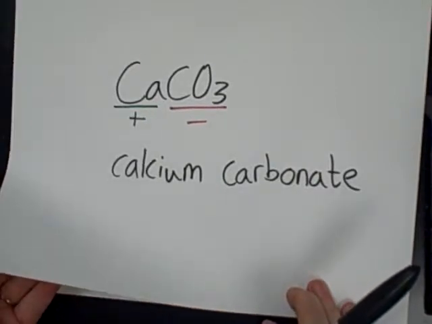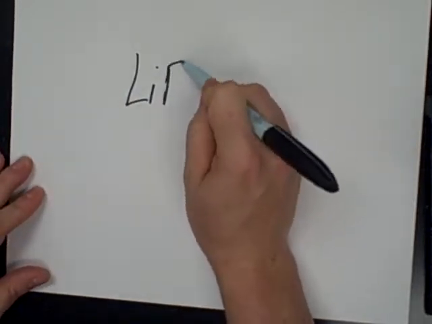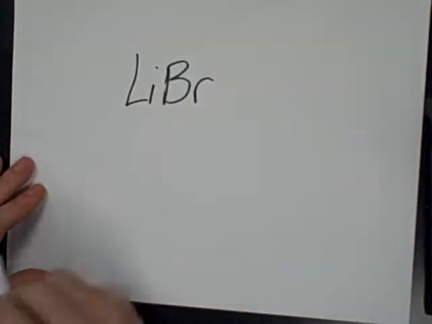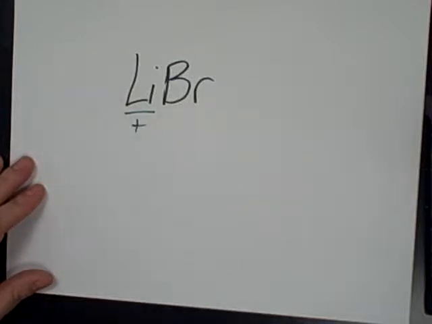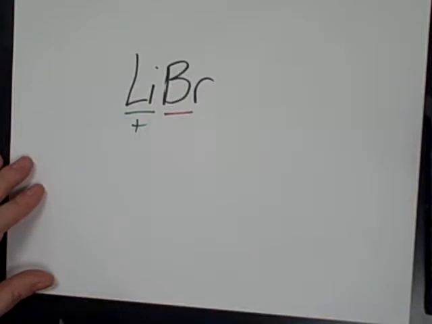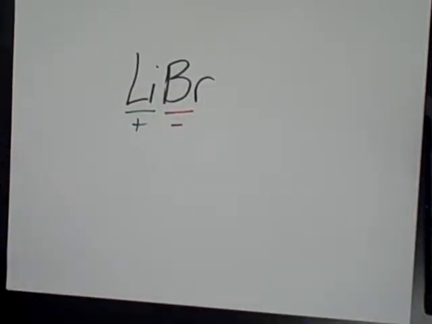Now the next one that we're going to take a look at is LiBr. So our positive cation is Li, a single element, not a polyatomic ion. Our negative anion is Br, a single element, not a polyatomic ion. So let's look at the chart.